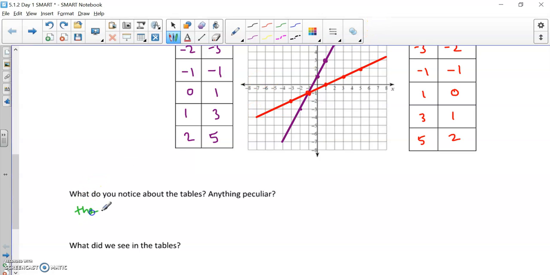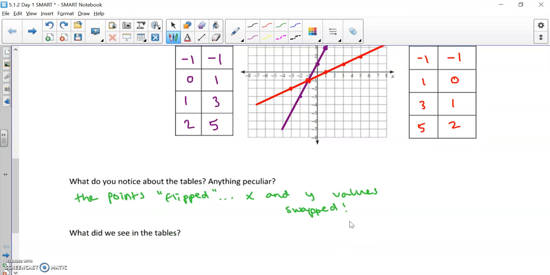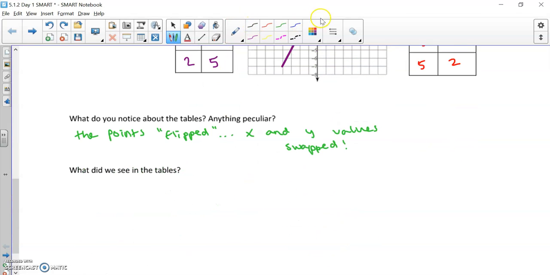So the points flipped. Basically, what I mean by that is that the X and Y values swapped. Okay, and then, this second question is supposed to say graph.